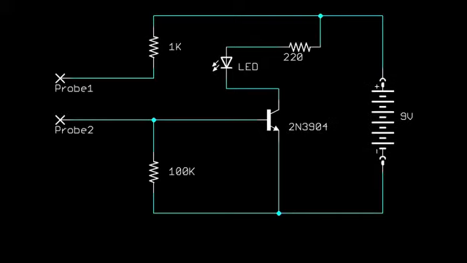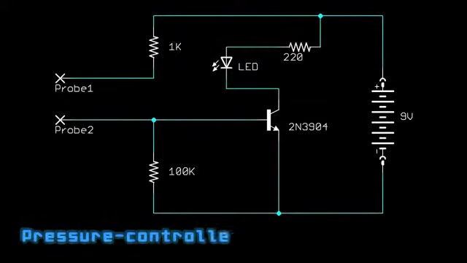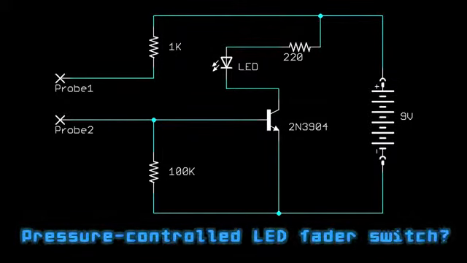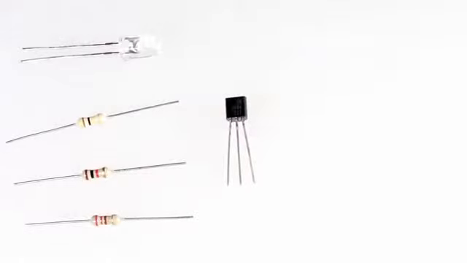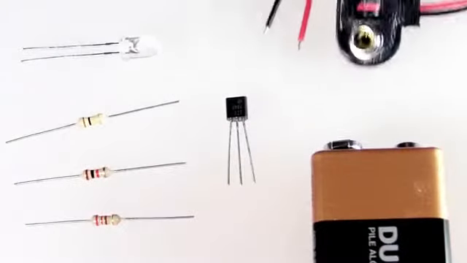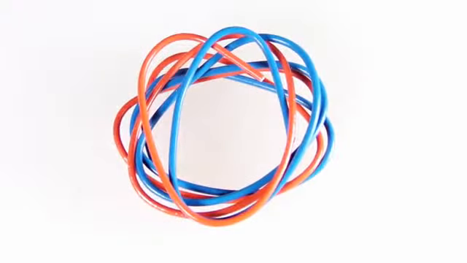This is a relatively easy circuit to build, and it's pretty cool because it converts small amounts of conductivity to light. It's sort of like a pressure-controlled LED fader switch. Well, you'll see. To build it, you'll need a few parts. 3 resistors, a 220 ohm, a 1K ohm, and a 100K ohm. Also need an LED, 5mm one is good, a 2N3904 transistor, 9-volt battery, and a battery clip. Oh, and you also need some wire, too.